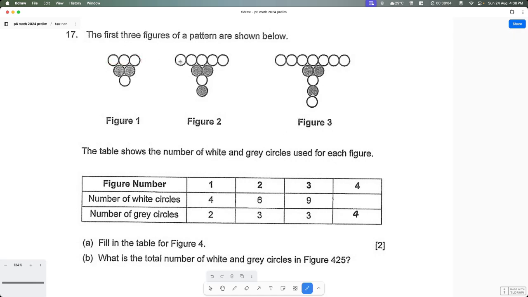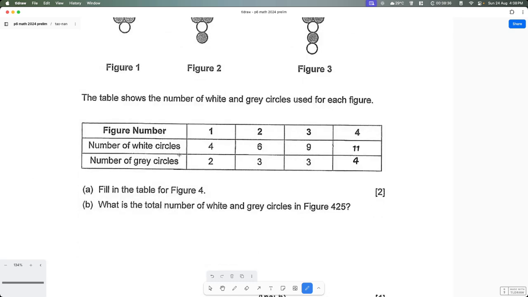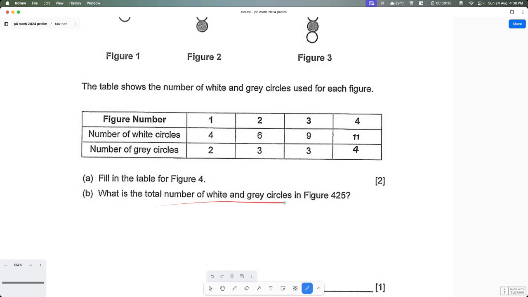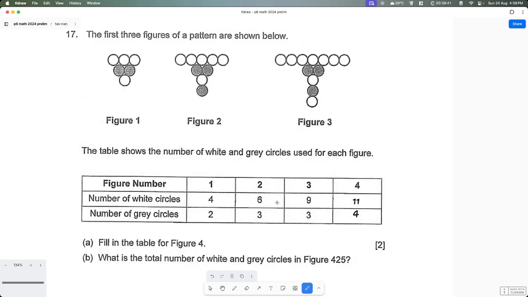When you get a white circle, the white circles increase by 2, so from 3 to 1, 2, 3, 4, and 5, and then this one, 2, 3, 4, 5, 6, and 7. So the next one will be plus 2, which in this case is 11. The next figure will only add one more gray, it doesn't add one more white circle, so that's why it's 11 and 4. Next one: what is the total number of white and gray circles in figure 425?